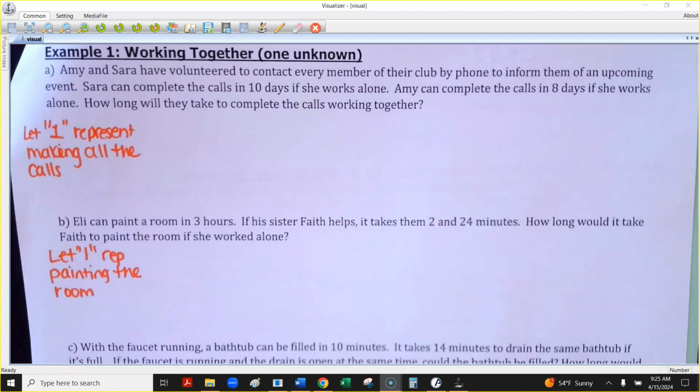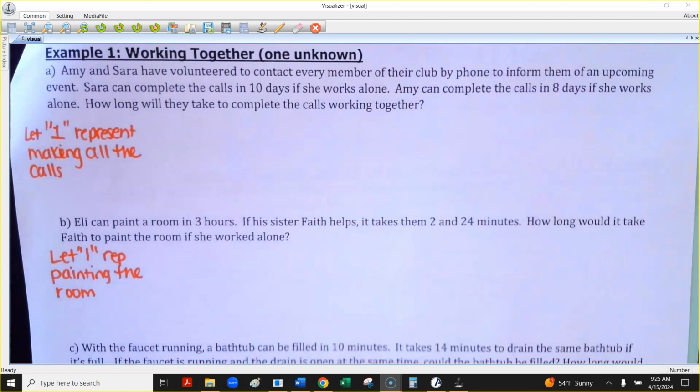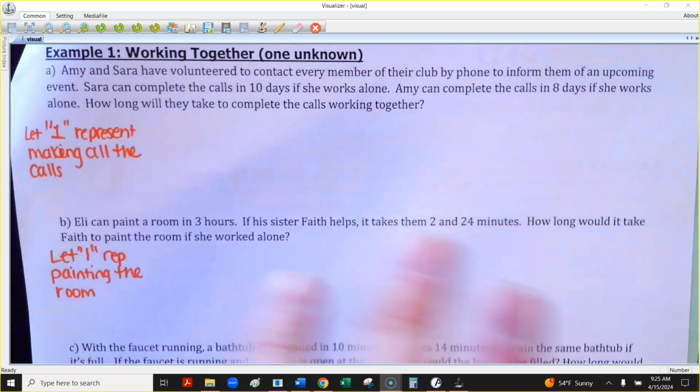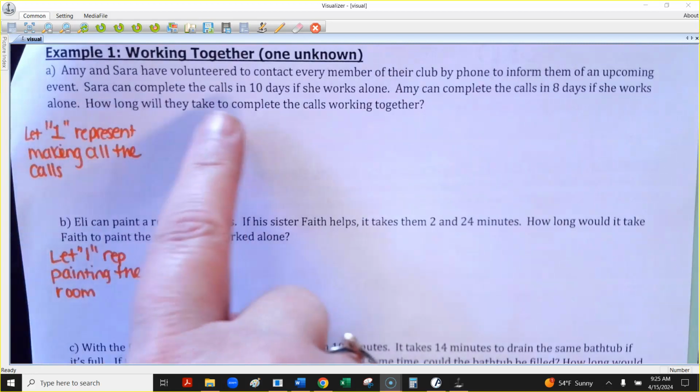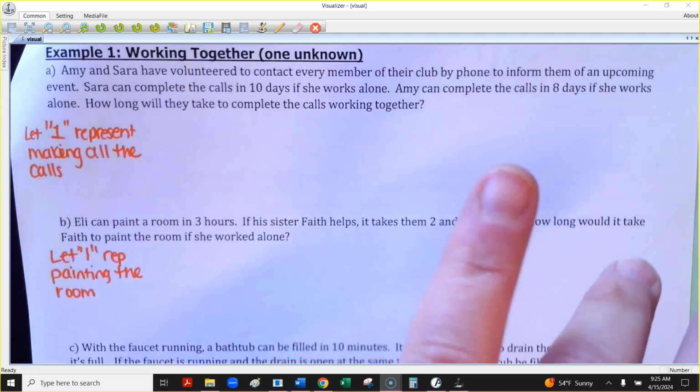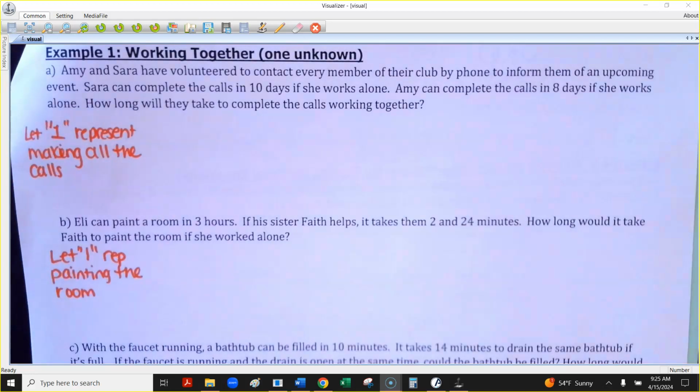So I'm just going to read this to you really quick. It says, Amy and Sarah have volunteered to contact every member of their club by phone to inform them of an upcoming event. It says Sarah can complete the calls in 10 days if she works by herself. Amy can complete the calls in 8 days if she works by herself. And then if they work together, how long would it take them to complete these calls?